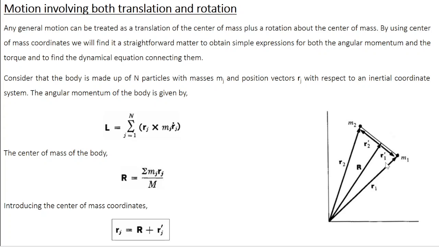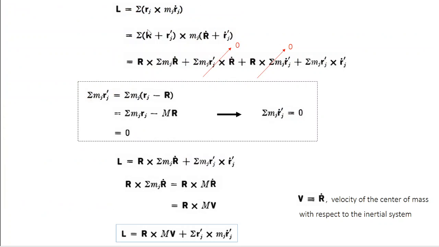Now if you look at this triangle, you can find that R1 is nothing but capital R plus R1 prime, and if you look at this triangle, R2 is capital R plus R2 prime. So this is the general relation between the inertial coordinate and the center of mass coordinate. In general, I can write Rj equal to capital R plus Rj prime. So I'm going to rewrite this equation in terms of Rj prime. Substitute for Rj and Rj dot here.